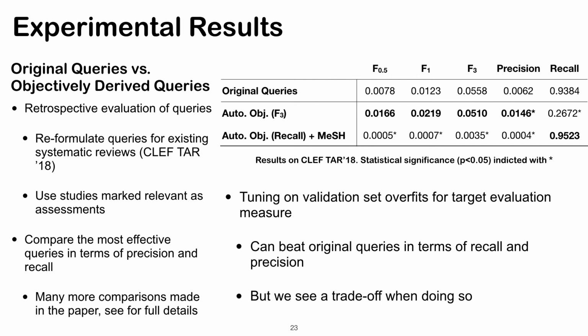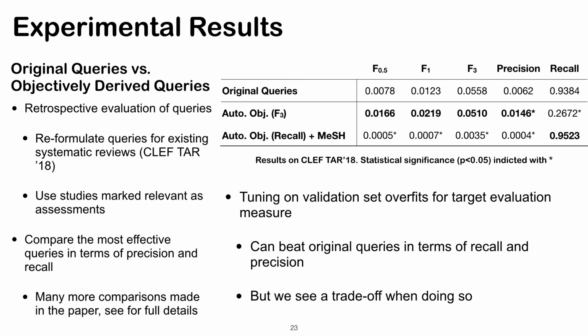Here we compare the most effective queries in terms of F measure, precision, and recall. However, there's many more comparisons made in the paper, and you should see that for details. This table on the right illustrates the two best instantiations of our computational method. The first is where we don't add mesh terms to the query and optimize the validation set for F3, and the second is when we do add mesh terms to the query and we optimize the validation set for recall.